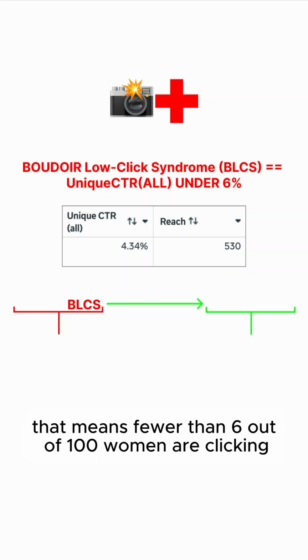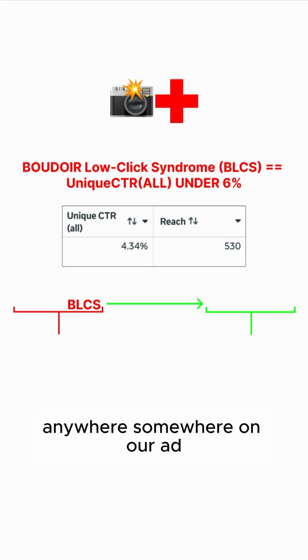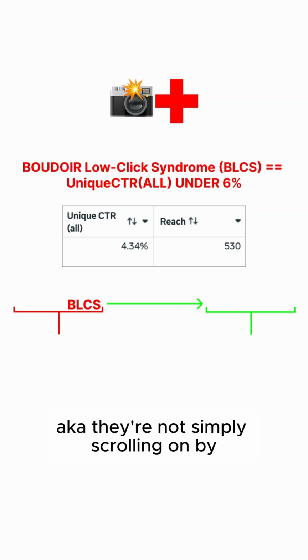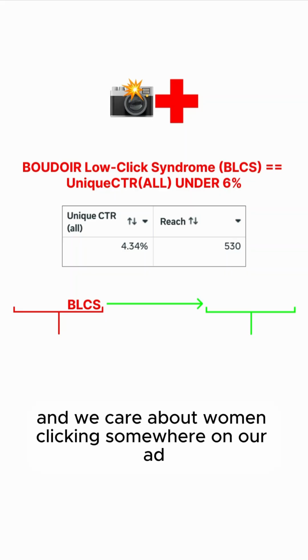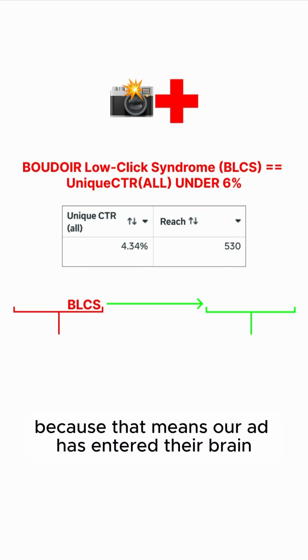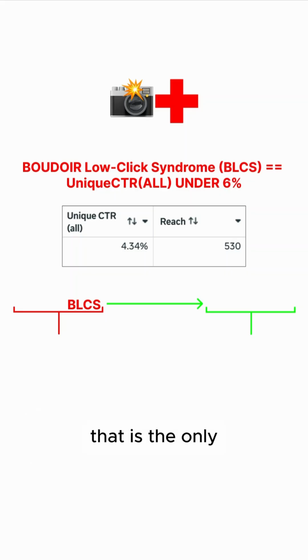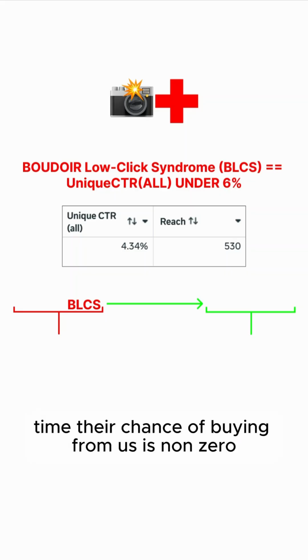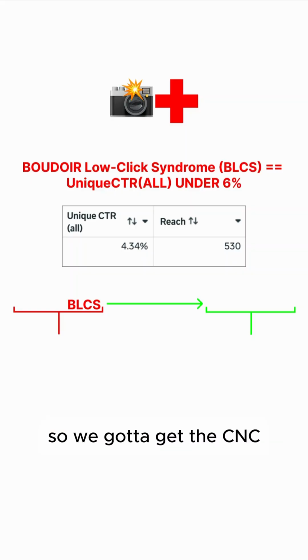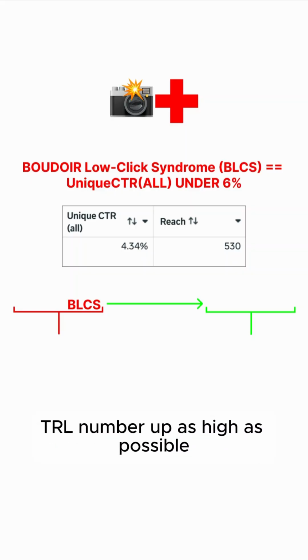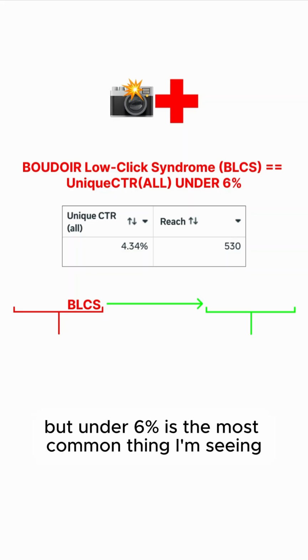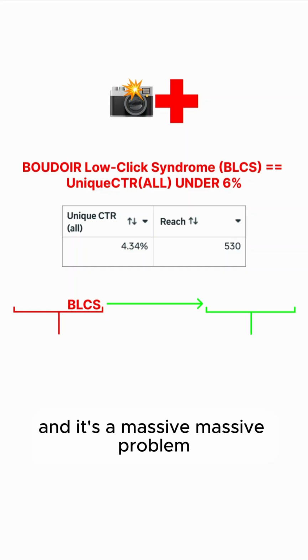That means fewer than 6 out of 100 women are clicking somewhere on our ad, aka they're not simply scrolling on by. And we care about women clicking somewhere on our ad because that means our ad has entered their brain. And we care about that because when our ad enters their brain, that is the only time their chance of buying from us is non-zero. So we've got to get this unique CTR number up as high as possible, but under 6% is the most common thing I'm seeing, and it's a massive, massive problem.